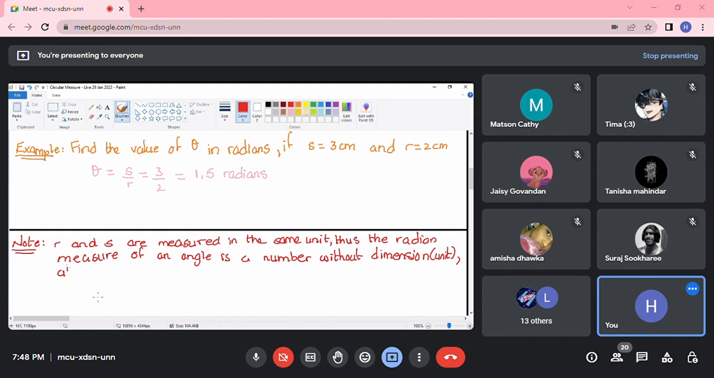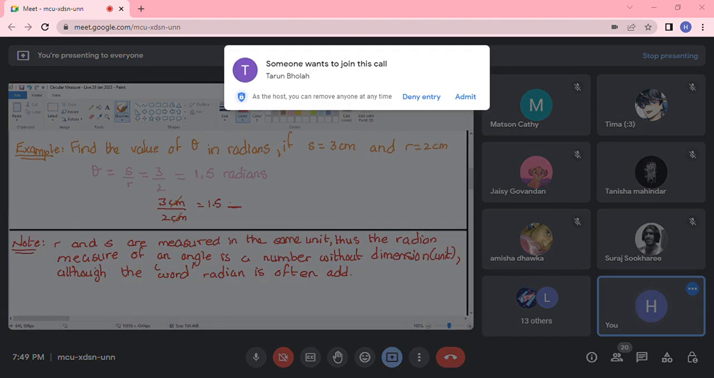Although the word radian is often added. So as you can see in the above example, it's 3 centimeters divided by 2 centimeters. Donc, centimètre avec centimètre coupé, and you have 1.5, and it's dimensionless. Usually you don't have any units, but même ça nous servait the word radians.